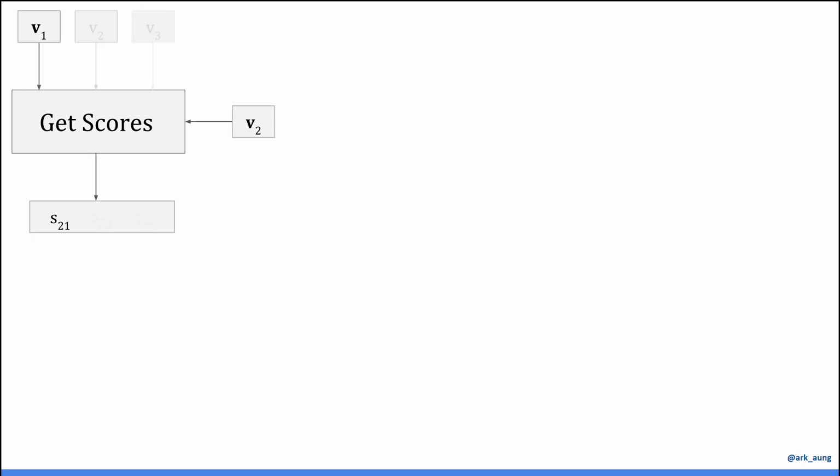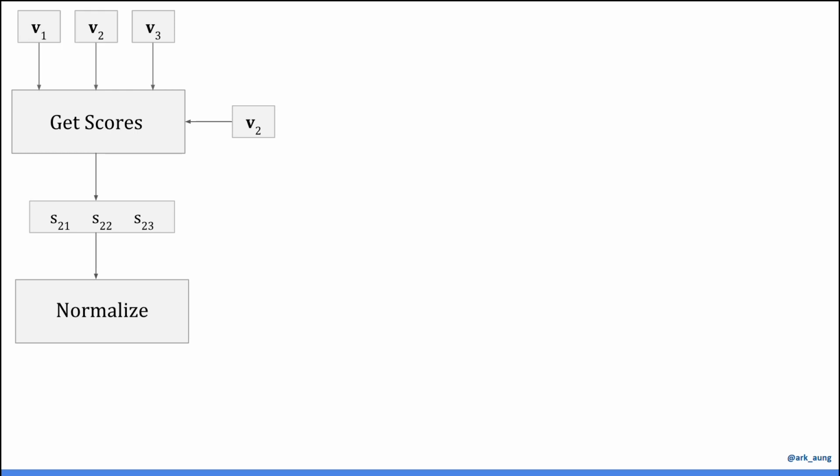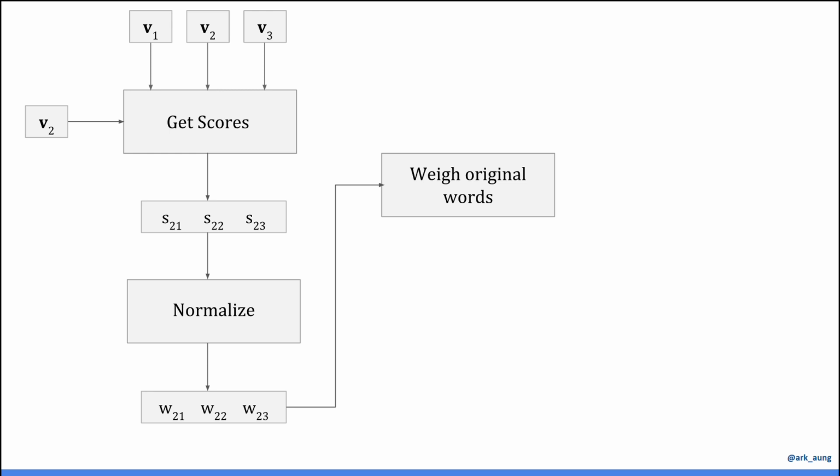So first, you do a dot product between v1 and v2, you get S21; v2 and v2, you get S22; v2 and v3, you get S23. These are the scores. And what do you do next? You normalize these scores and you get W21, W22, and W23. Remember, we're only caring about v2. And now we're going to have to weigh the original word vectors with these weights that we have got.